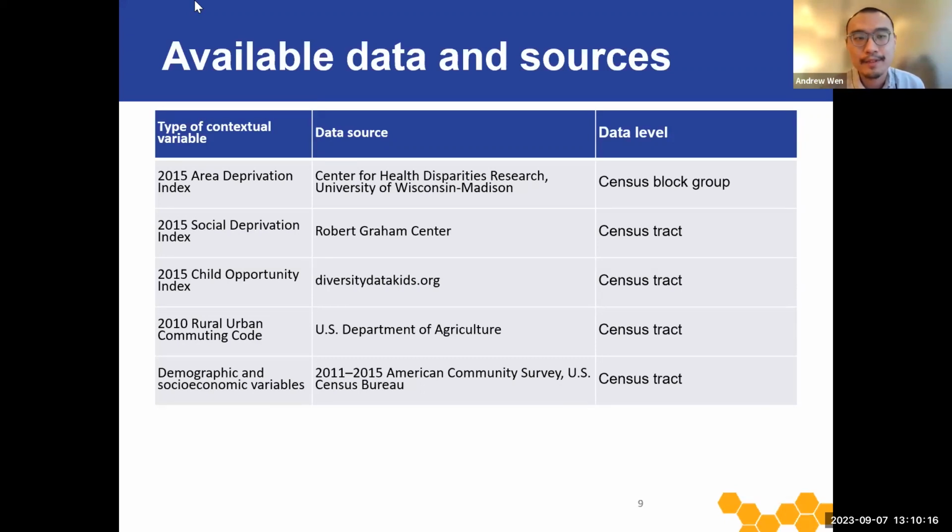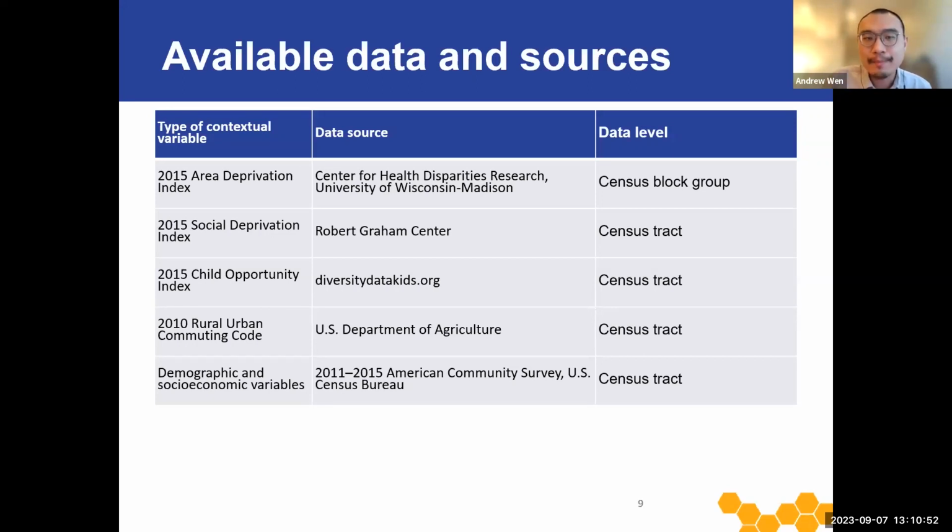to 100. The data file also contains the 2010 rural-urban commuting code, which is used to classify census tracts by population density and urbanization level. Finally, we included 24 demographic and socioeconomic variables derived from the 2011 to 2015 American Community Survey. All contextual variables are at the census tract level, except for the 2015 Area Deprivation Index, which is at the census block group level. A more detailed description of these variables can be found in the user's manual for this data file.